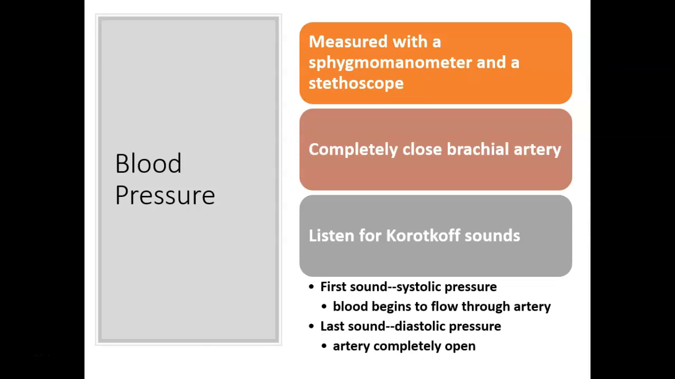and a stethoscope. So we use the sphygmomanometer to pump air into a cuff, and that cuff, when it's wrapped around the upper part of the arm, will completely occlude or close off that brachial artery. Then we use the stethoscope to listen for sounds. So normally when the vessel, the brachial artery, is completely open, we don't hear blood flowing through that vessel.